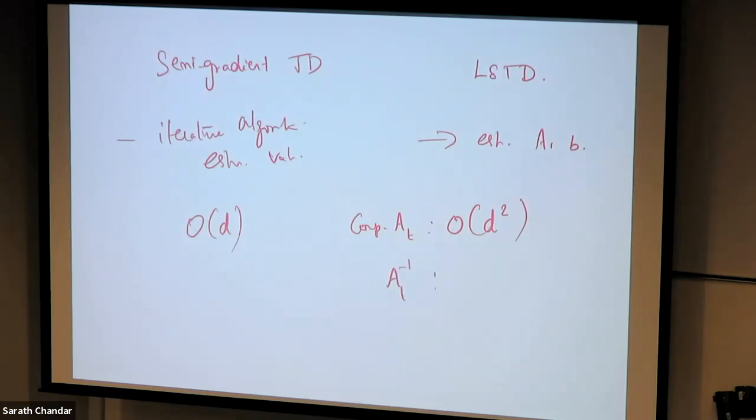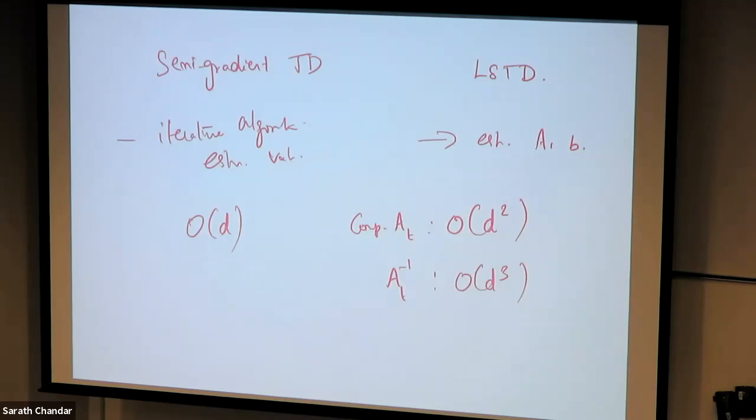So can someone tell me what is the computational complexity of computing inverses of matrices? Like D cubed. D cubed, right? So it's actually order D cubed. Essentially, we want to replace an order D algorithm with an order D cubed algorithm. Now, why would one do that? It looks like the per-step computation is high here.